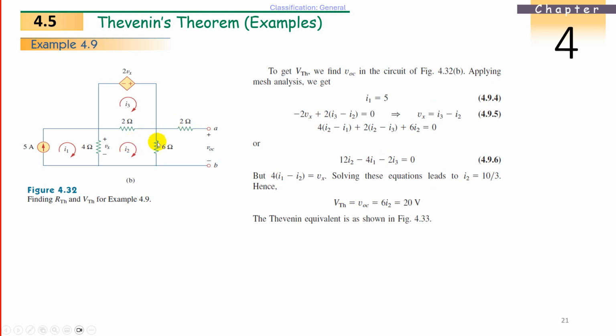But what we need is only I2. In the 6 ohm resistance, we need I2 only. No need to remember I1 and I3. Just I2 we need. So I2 is equal to 10/3. We got it from these equations.